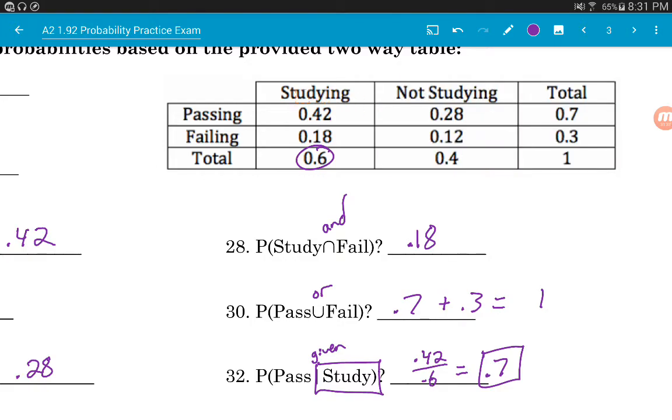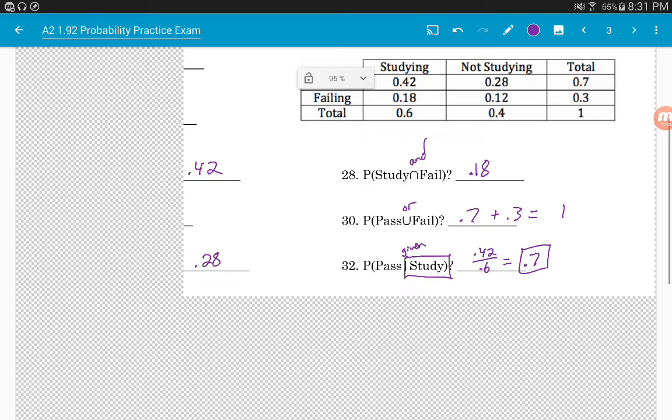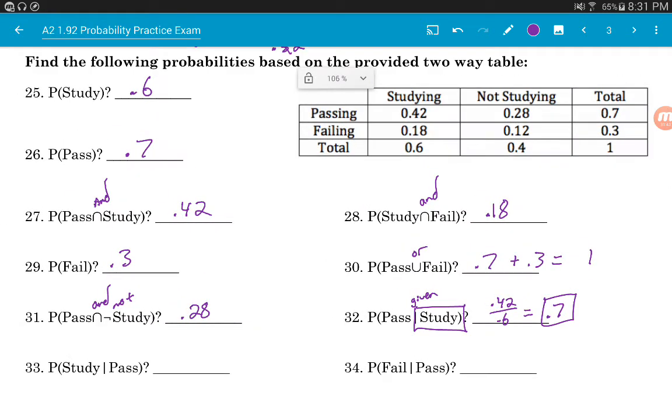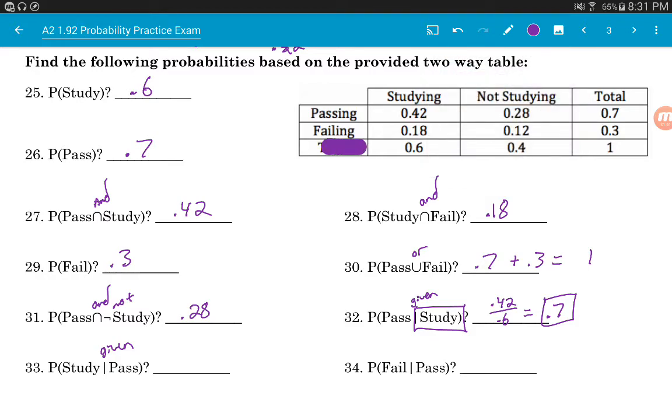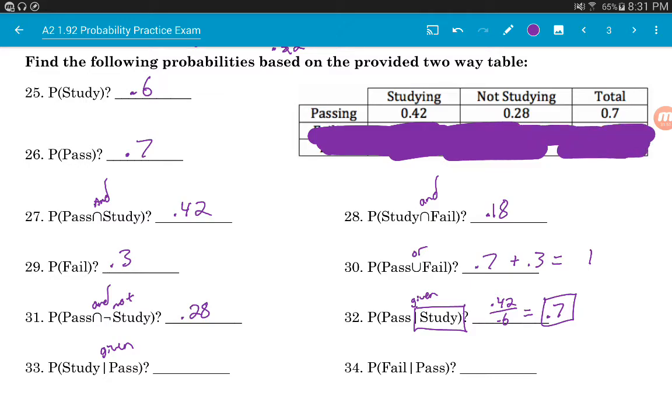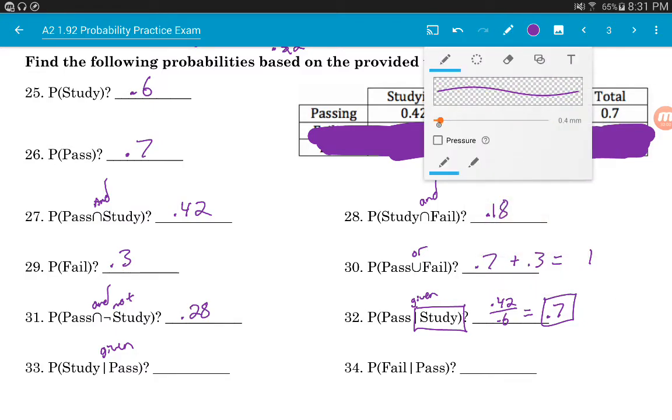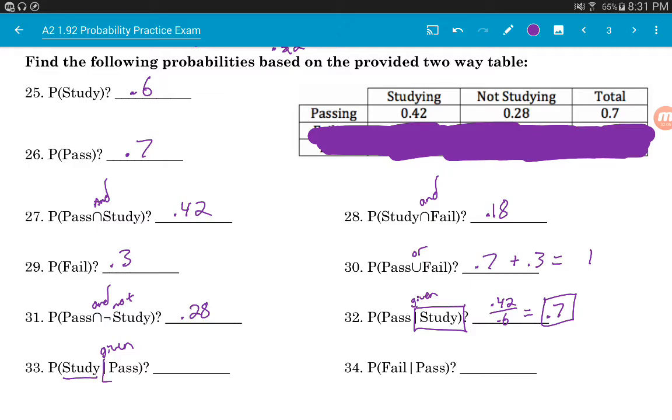Okay, let's do another one. Fix up the table. Question 33, study given passing. Given that I pass, I want to cover up everything except for passing. Everything except passing is getting covered up by my hands, which right now looks like a purple ink blob. So now, the probability that I study given that I pass. Studying is 0.42 out of what total? 0.7. So 0.42 out of 0.7, and this equals 0.6.